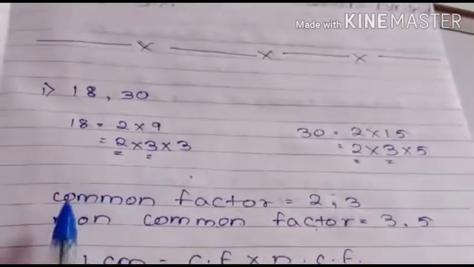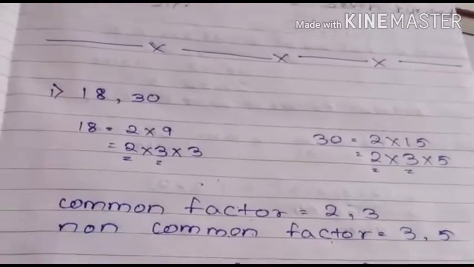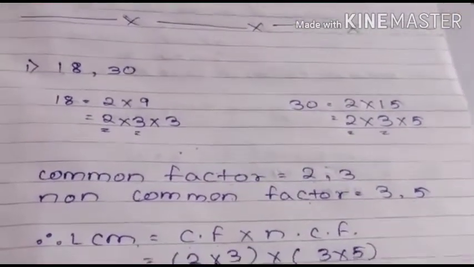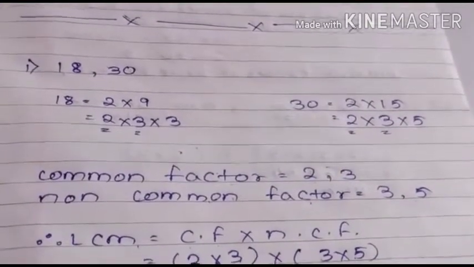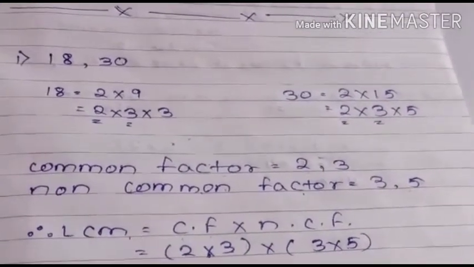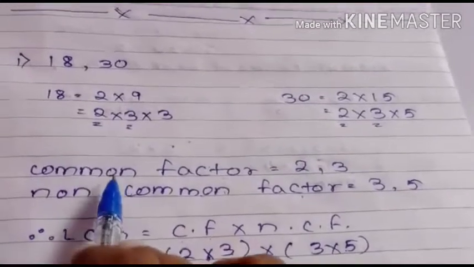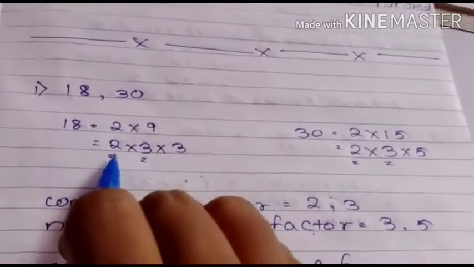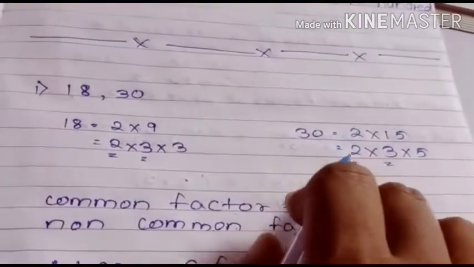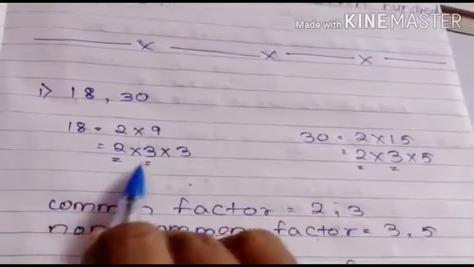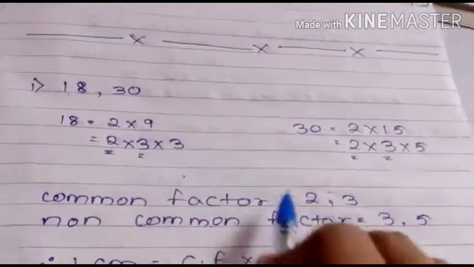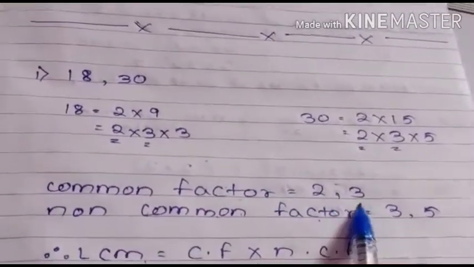Now in HCF we took the common factor. Now in LCM we have to take common as well as non-common factors. Now just see here, which are the common factors of 18 and 30? Which are the common in both, that we have to underline. 2 and 3, I underline those factors and I have also written 2 comma 3.